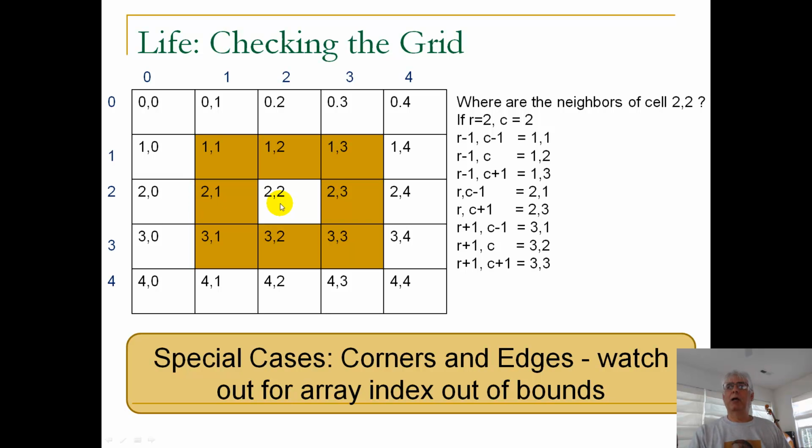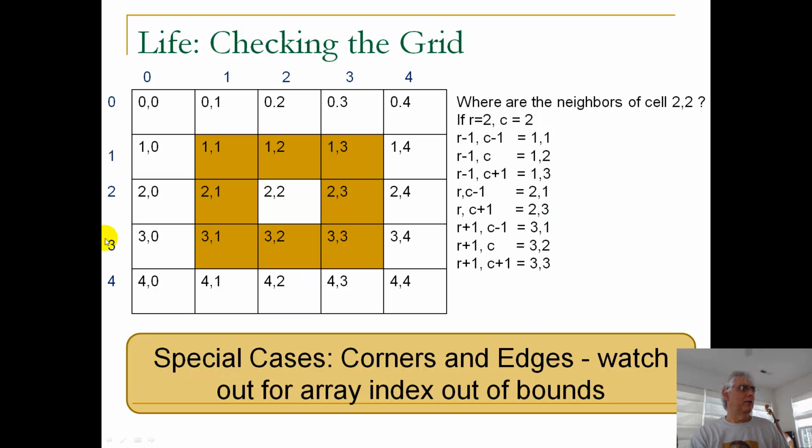I'm not going to check myself. I'm going to skip over the cell of interest. But then I'm going to check the cell immediately to its right. That's row R, column C plus 1, which is row 2, column 3. So that's 2, 3. I think you're starting to see how this works.